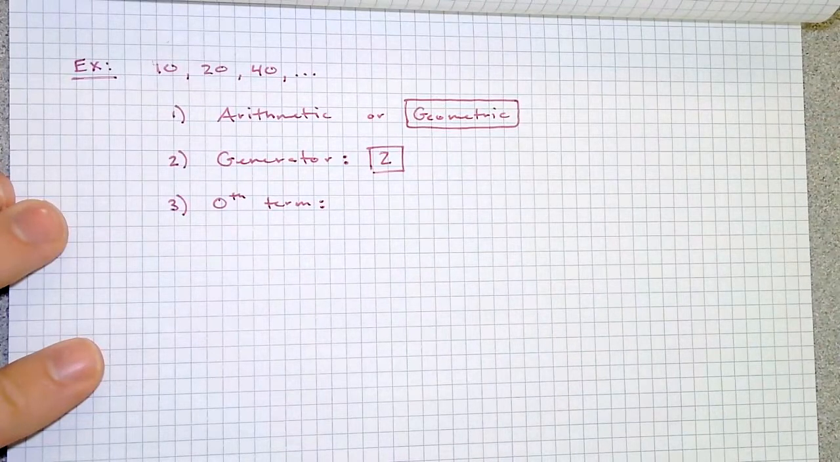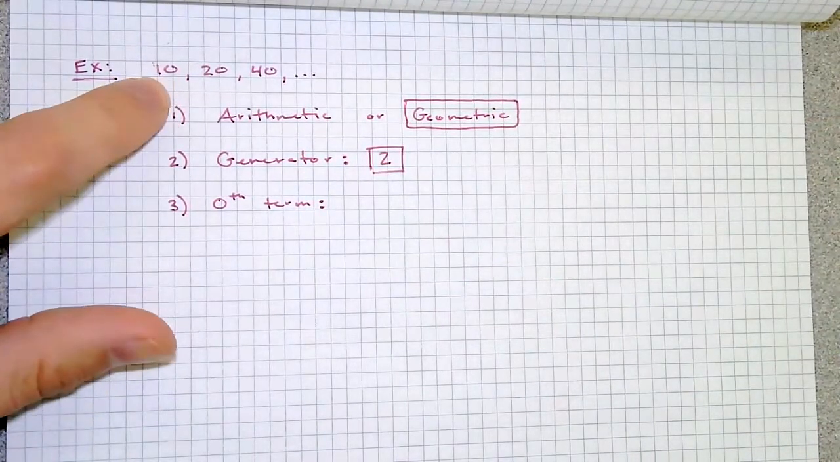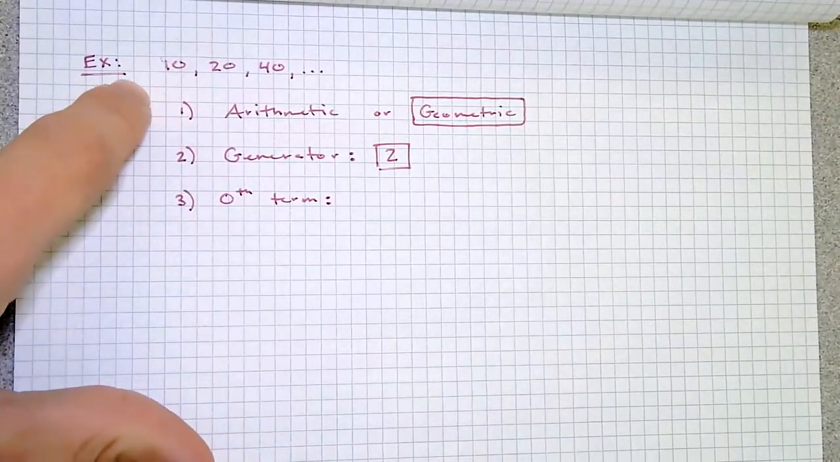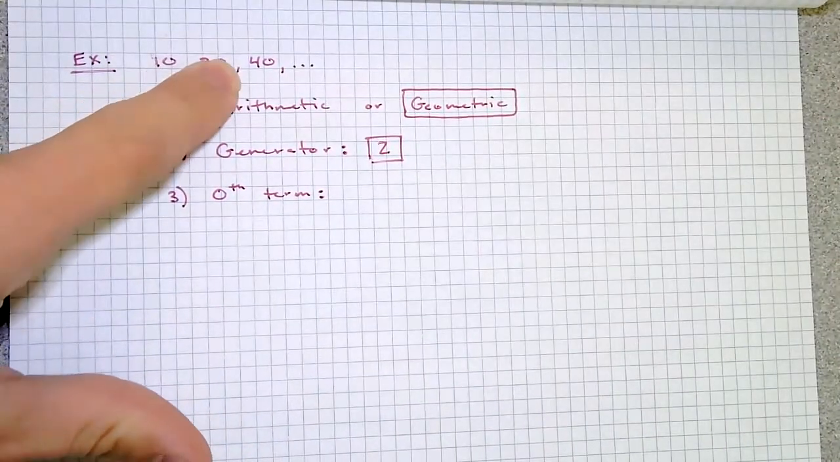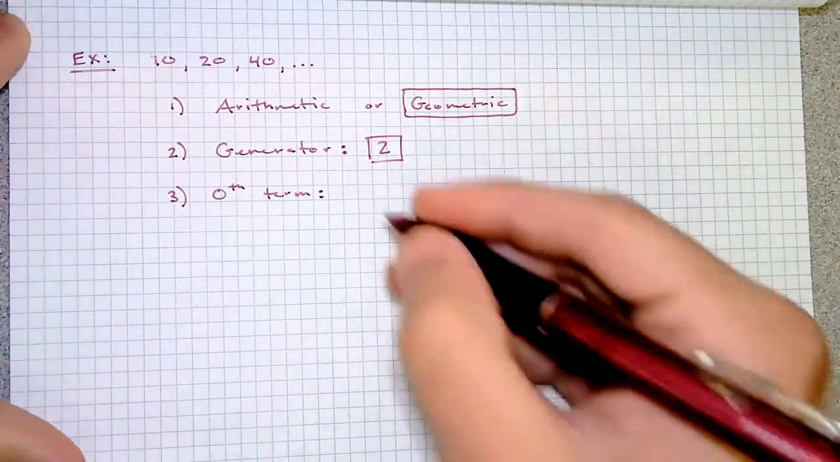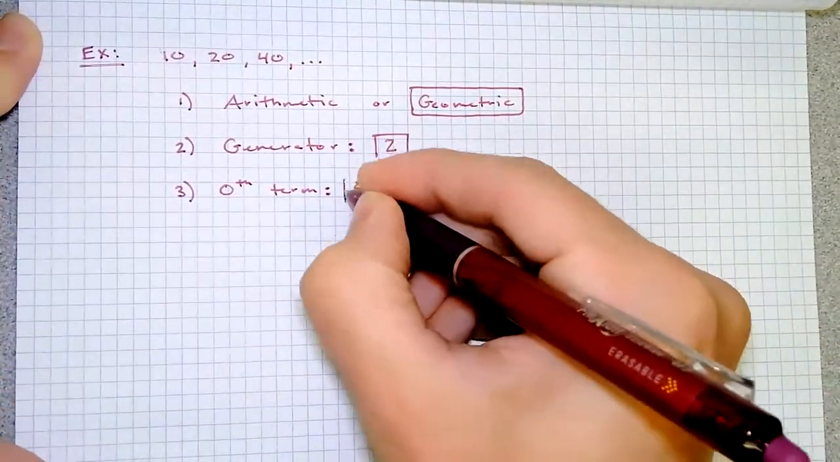And then the third thing, what is your 0th term? So again, 10's your first term. If we're multiplying by 2 going to the right, we have to think about what would come before 10. So opposite of multiplying by 2 would be dividing by 2. So our 0th term would be 10 divided by 2, or 5.